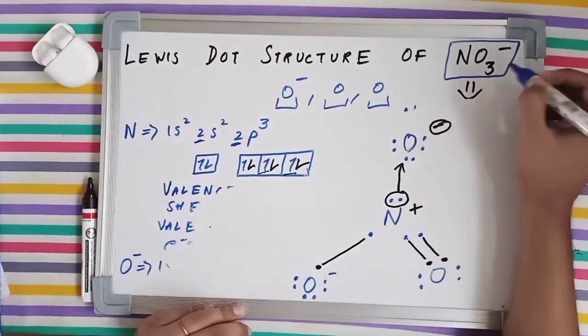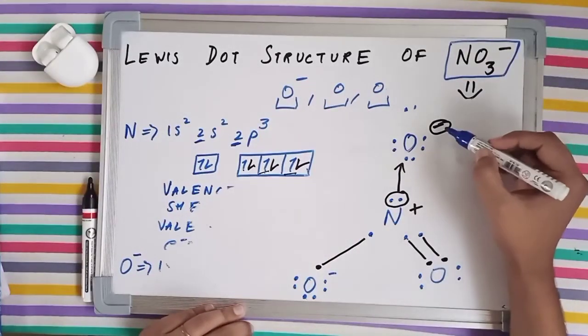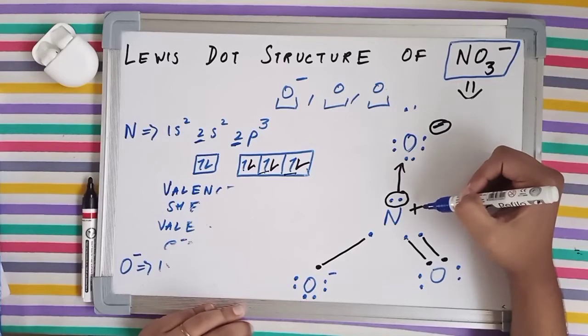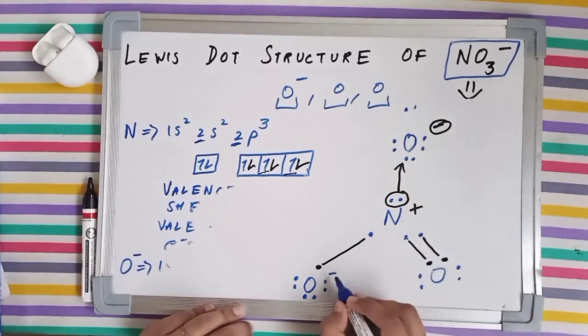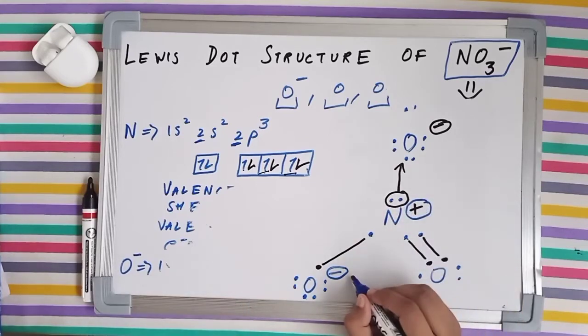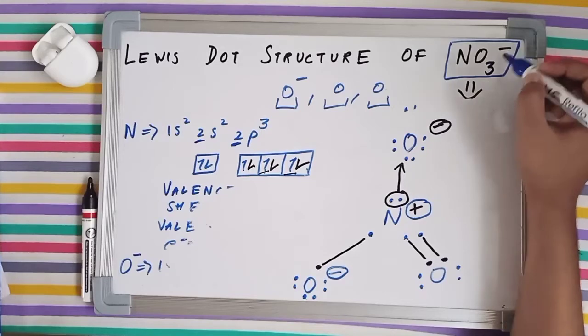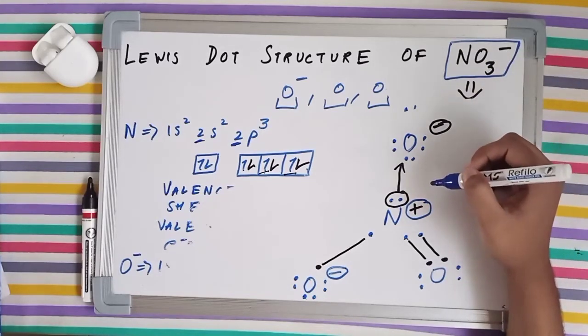Now one might say that the structure is having 2 negative charges and 1 positive charge, whereas in this case we have written NO3 minus. So see, this negative charge and this positive charge are cancelling each other, and we have got just a single negative charge as our spare, which is why we have got just a single negative charge written here, NO3 minus, because these two charges are going to cancel each other.